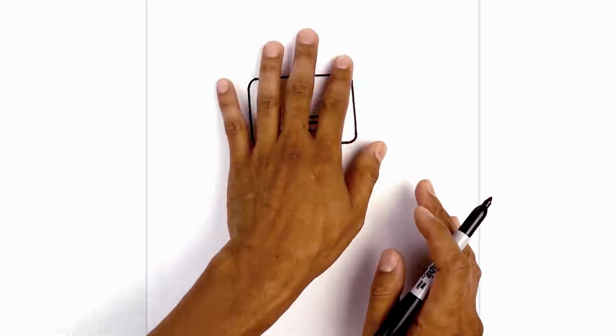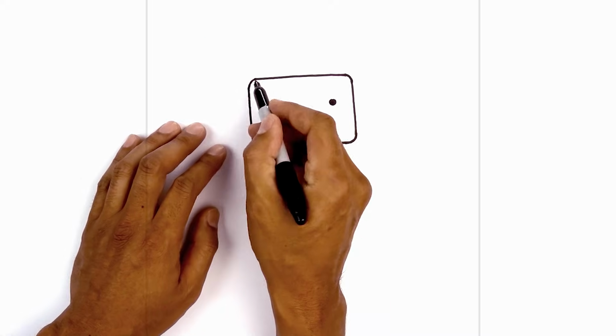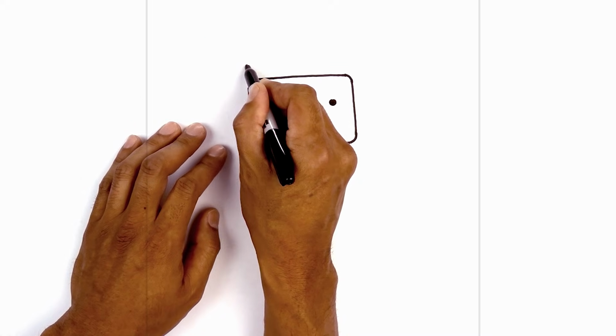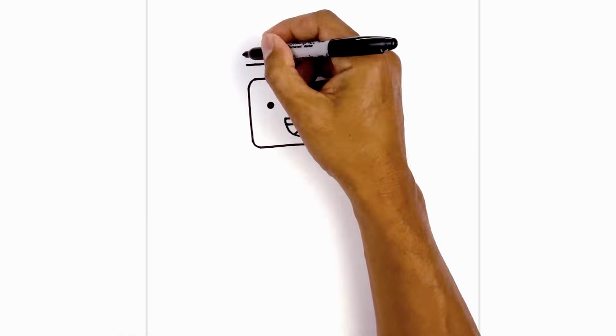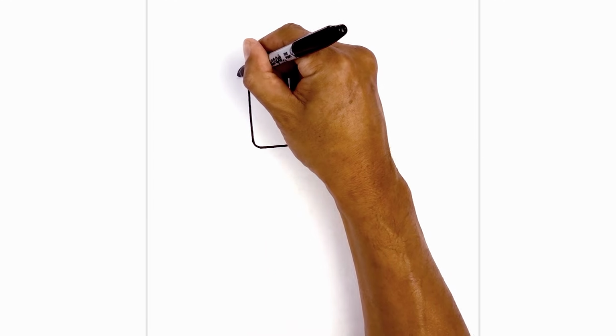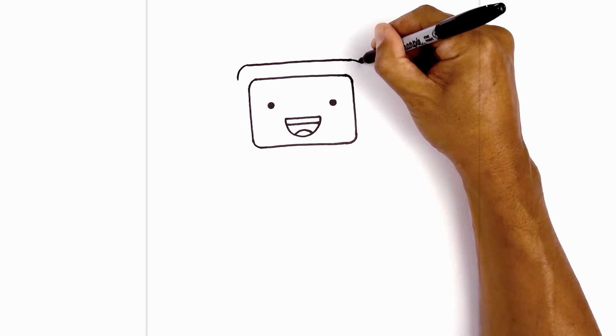Now the next thing we're going to do is add in the body. So it's a vertical rectangle. We're going to start just above the screen, starting on the left. Start with a straight line that goes across. Now again, we're going to round out the corners. Starting on the left, we're going to curve around and then down on both sides.